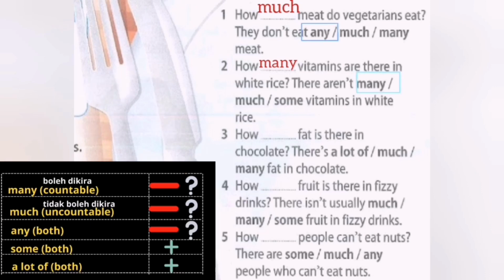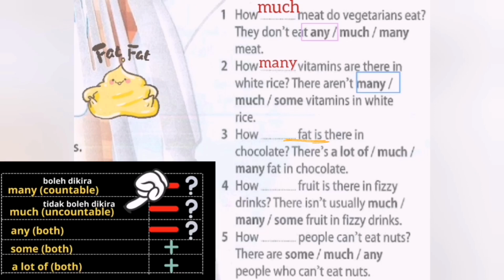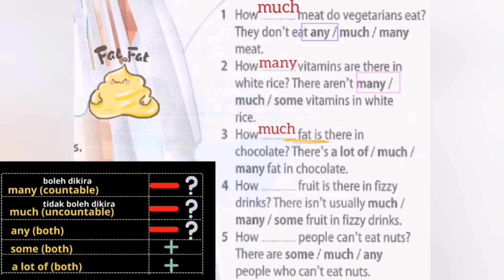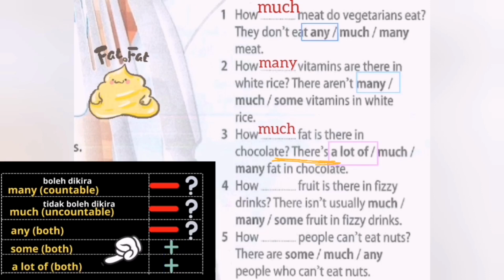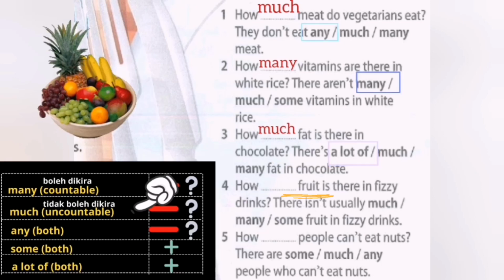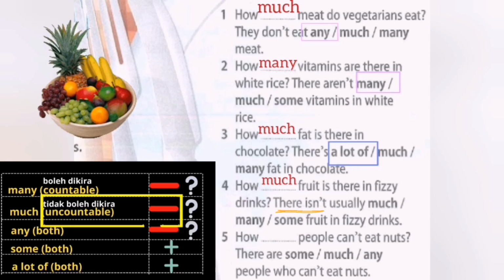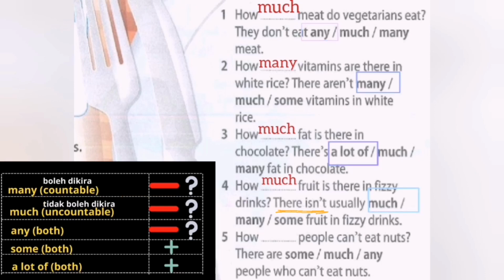Number 3. Fat is uncountable. So the answer is how much fat is there in chocolate? There is refers to positive sentence. So the answer is there's a lot of fat in chocolate. Number 4. Fruit is uncountable. So the answer is how much fruit is there in fizzy drinks? There isn't refers to negative sentence. So the answer is there isn't usually much fruit in fizzy drinks.